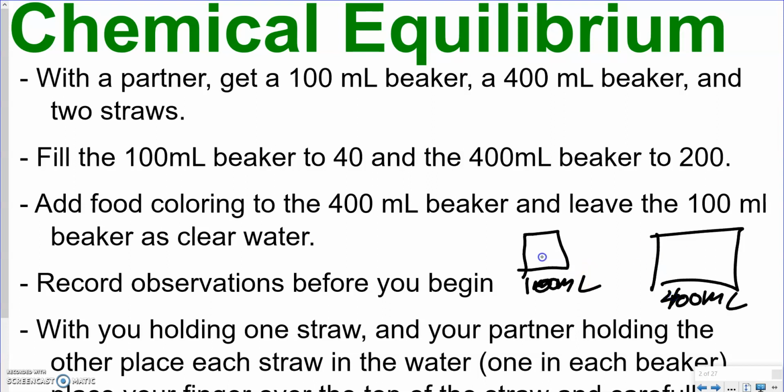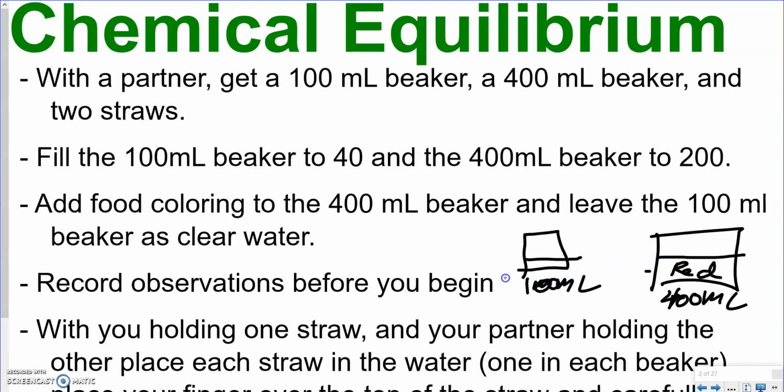And we're going to put 40 mL in the 100 ml beaker, and we're going to put 200 mL in the 400 ml beaker. And we're going to put food coloring in here, so we'll just make this red. And it can be whatever color we want it to be. Okay, and we're going to make some observations.